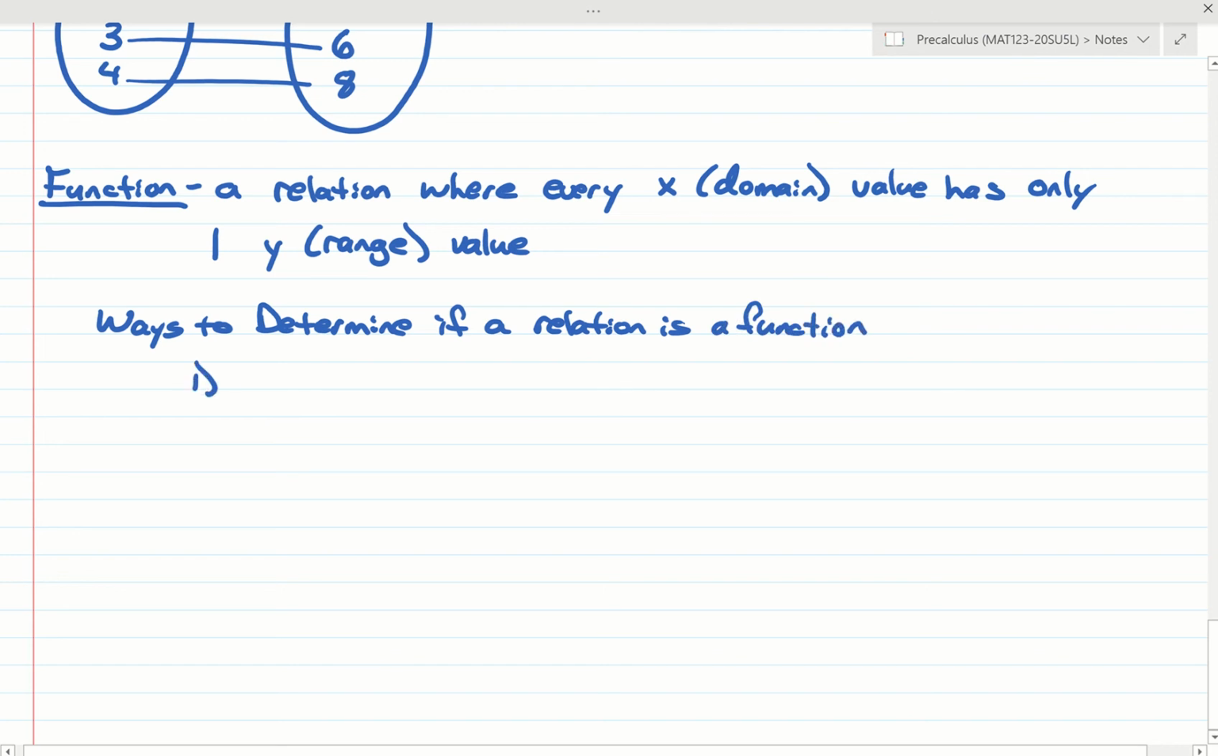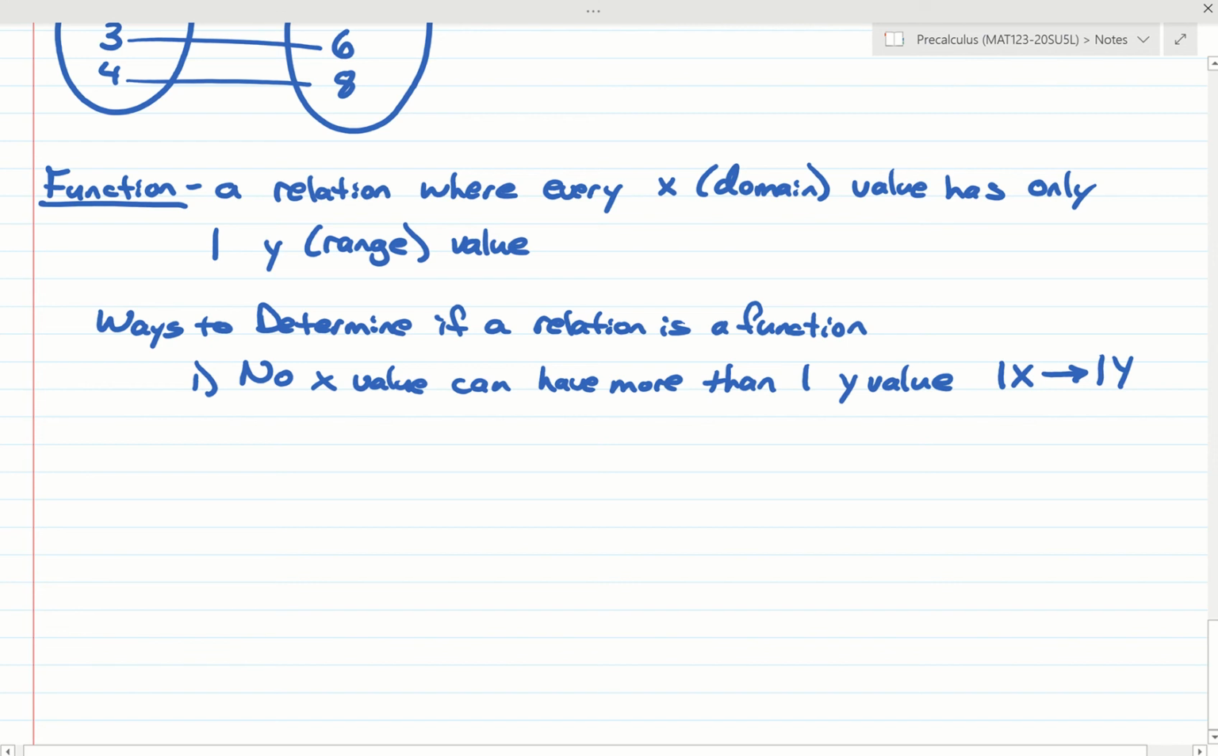One way to determine it is that no x value can have more than one y value. Usually when I'm teaching this, I draw like 1 x goes to 1 y. That's an easy way to remember. If you have 1 x going to 2 y's, that's no good.